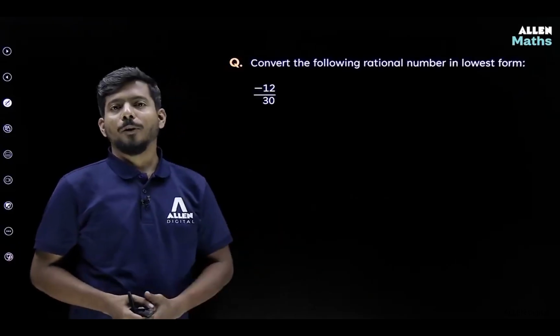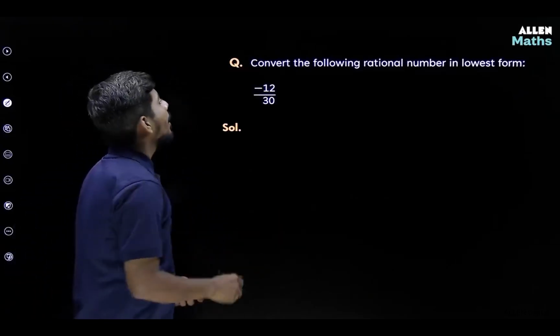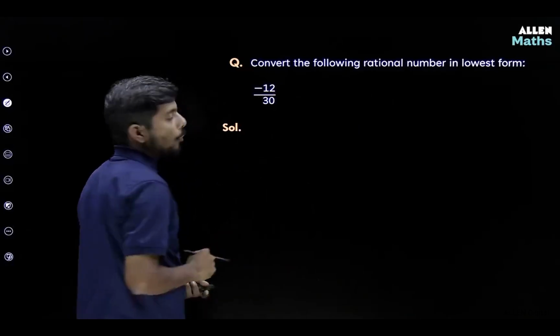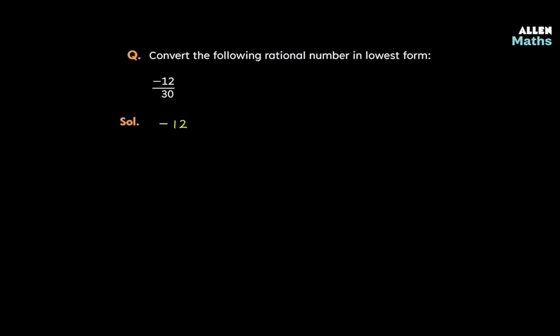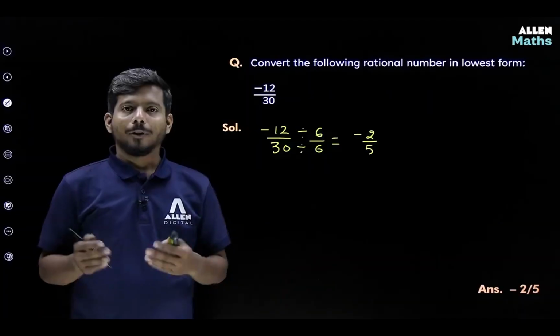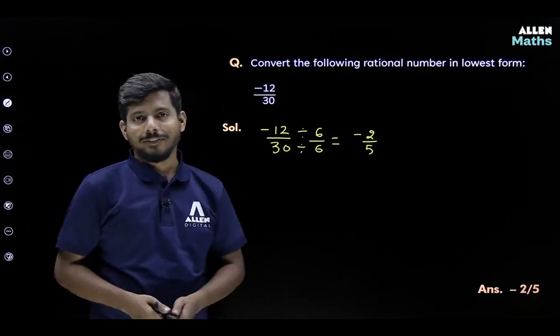Now let's try to solve one question. Convert the following rational number to the lowest form. That is negative 12 over 30, and the denominator is positive. So we need to just divide by the HCF. What is the HCF of 12 and 30? That is 6. So we'll be dividing by 6 and we get negative 2 over 5. So the correct answer for this question is negative 2 by 5.